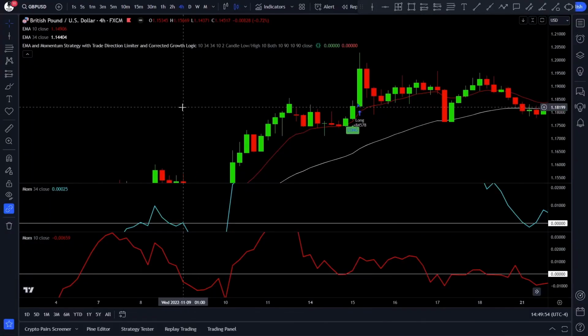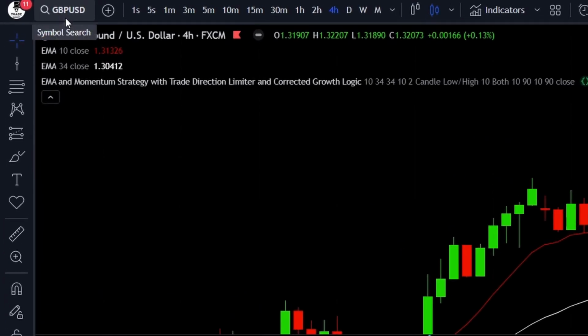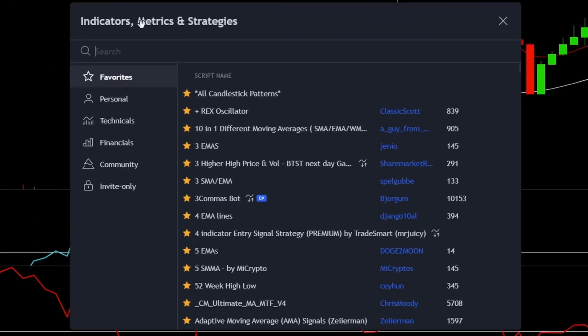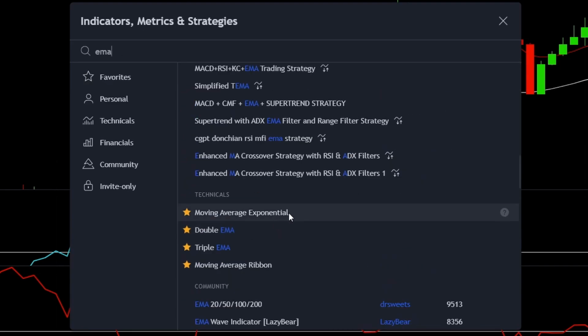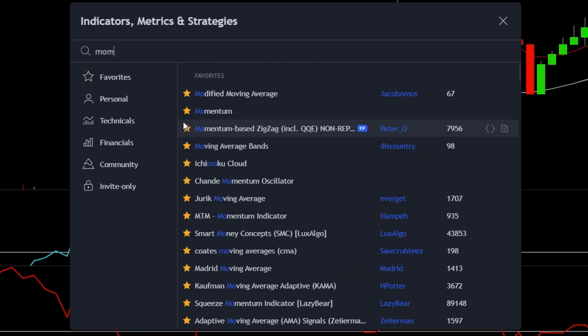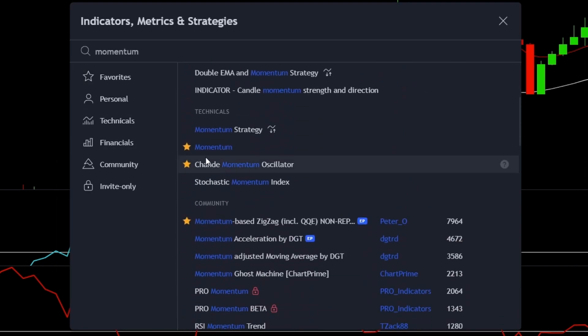Okay, first let's see the indicators needed. As I said, I will be using the GBP USD 4-hour chart. Let's open up the indicators tab. For this strategy, we will need two moving averages, specifically the exponential moving average. So type in EMA and add this one to your chart 2 times. Besides that, we will also need two momentum indicators. So type in momentum and add the built-in momentum indicator created by TradingView.